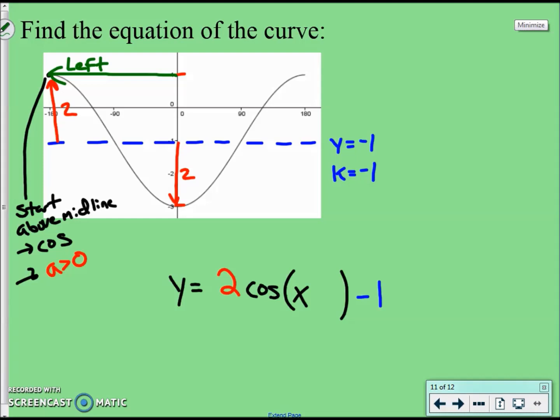And by going to the left, I have gone to the left pi over 2. If I move to the left, that's a positive, so I have y is equal to 2 cosine of x plus pi over 2. So my function is y is equal to 2 cosine of x plus pi over 2 minus 1.